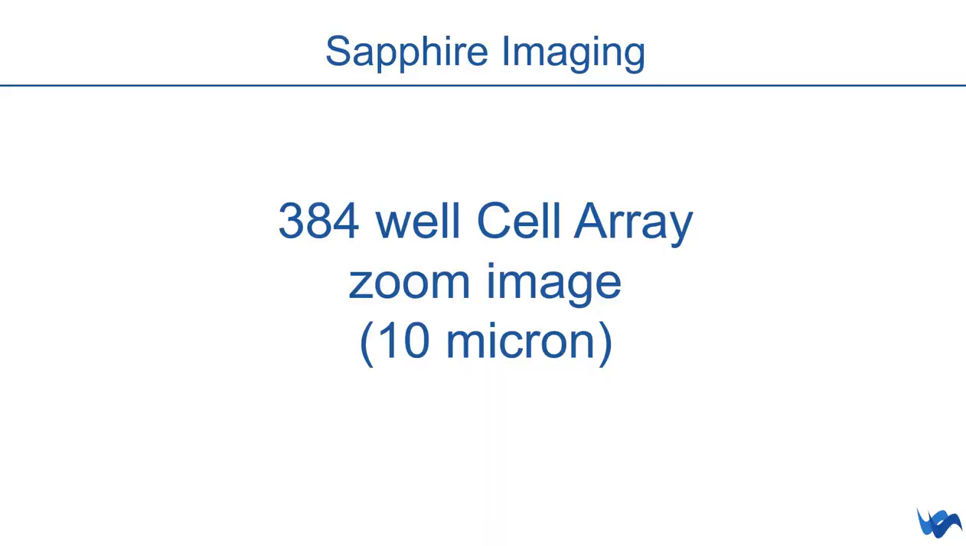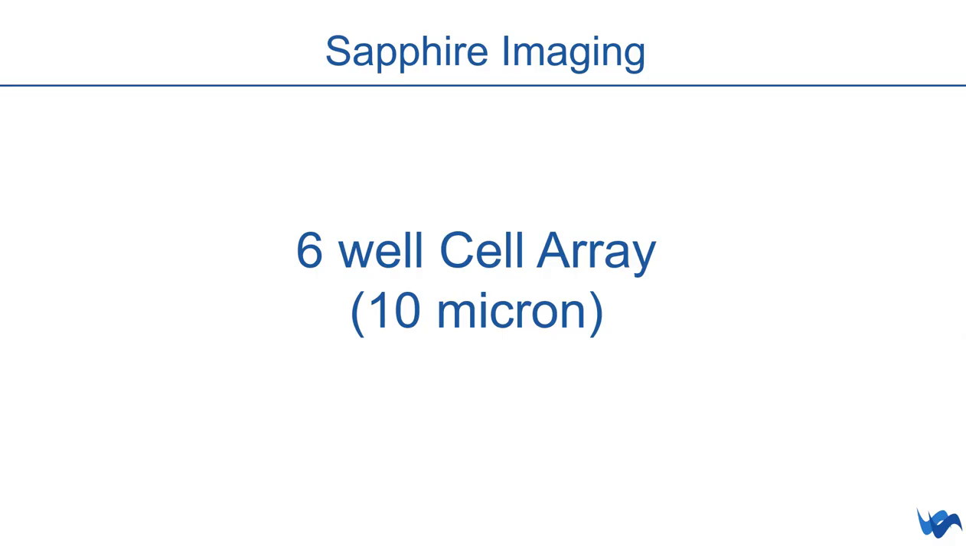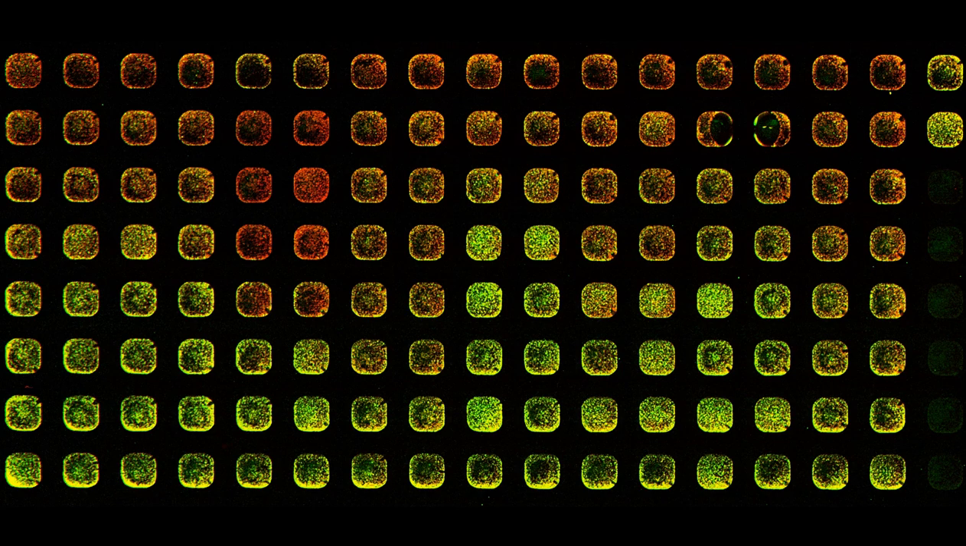This example here is a 384 well cell array. In this case, I would also like to show you a zoom out of this 384 well cell array, and we have scanned this here with 10 micron resolution. So look at this. This is in 2 channels. This is in 3 channels.